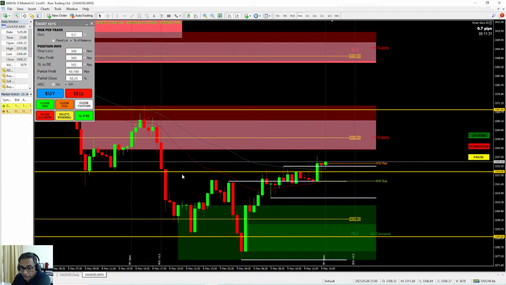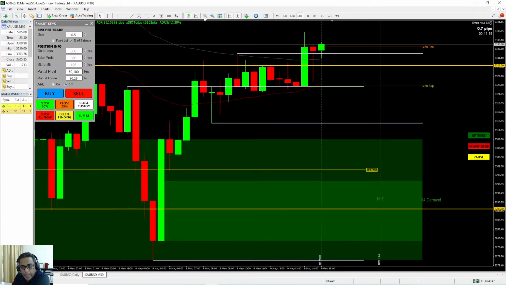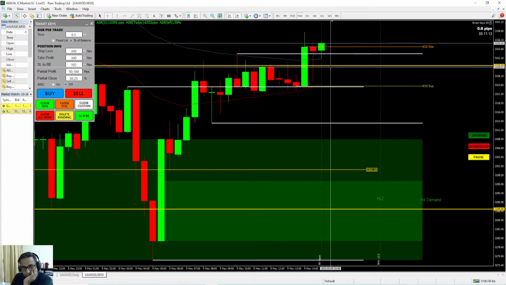We are pushing up right now. Yeah, the 15-minute candle has closed. We're trading above these levels, so we're pushing up. Yeah, that's a base. That's a base.